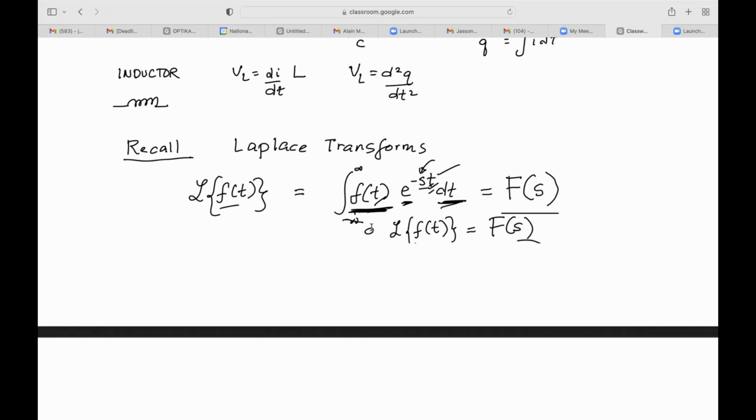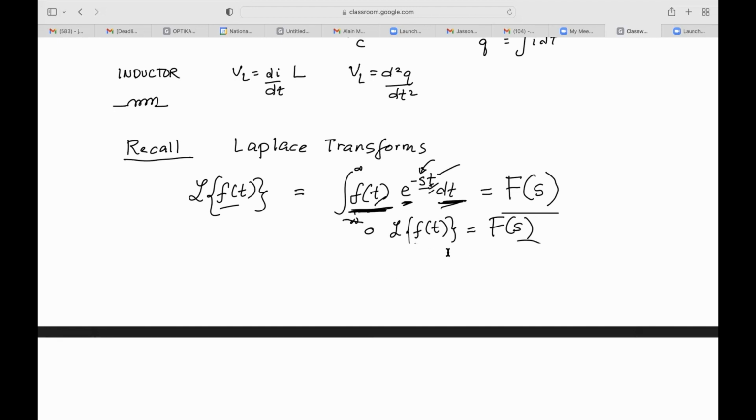Do you know why? Because all our input signals will be 0 before t equals 0. And everything will start after t equals 0. That's why we integrate not from negative infinity, but from 0 to infinity. Performing this operation leads you to the Laplace transform of the function f of t. It becomes F of s, a function of the complex variable s.